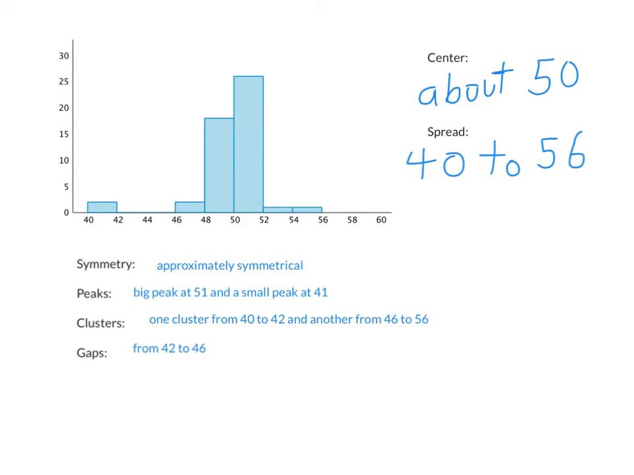The big idea today is that we're talking about this new vocabulary: symmetry, peaks, clusters, and gaps. You're about to work on the Google form where you will see this histogram again, and you'll answer some questions about it. Then I'll give you some more histograms where I want you to talk about symmetry, peaks, clusters, and gaps.